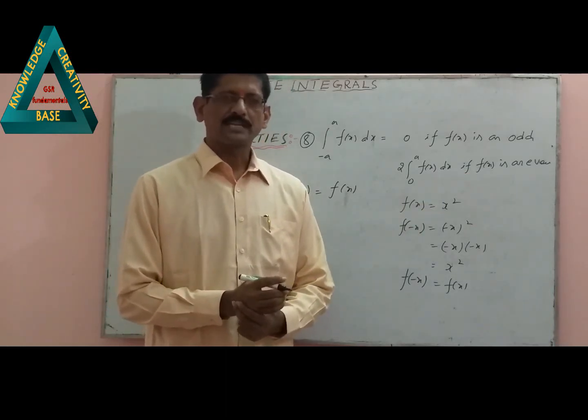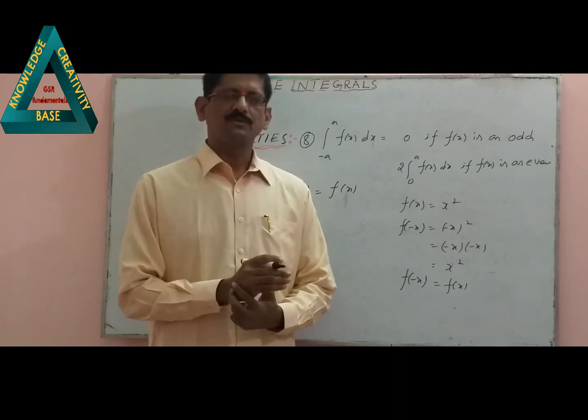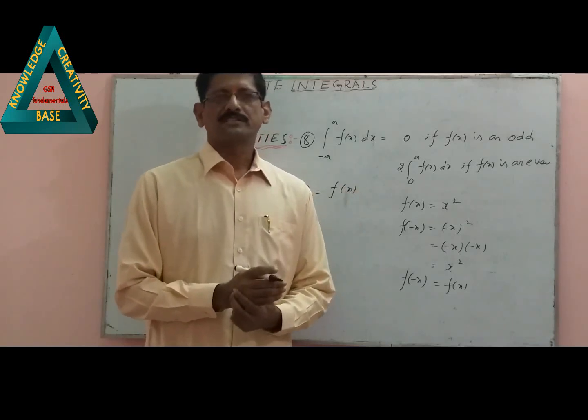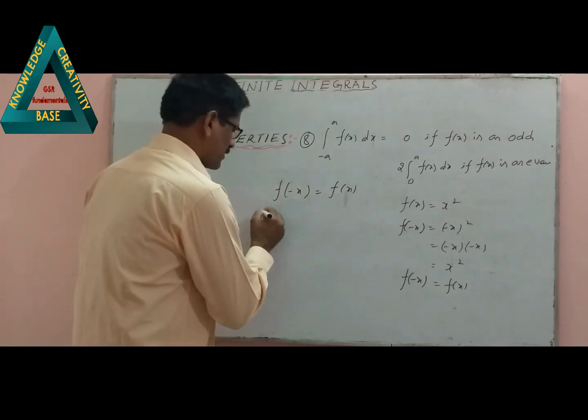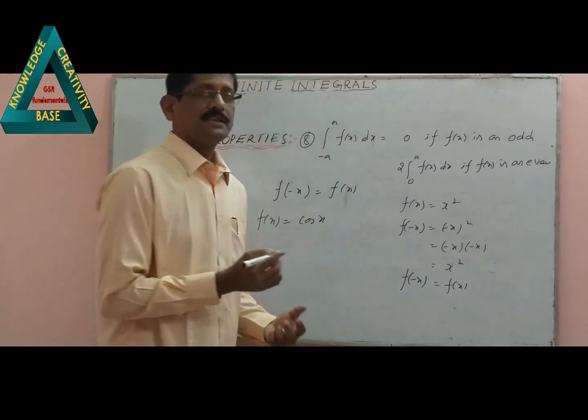x power 4, x power 6, x power 8, with even powers, those polynomial functions are even functions. For example, another example, f of x is equal to cos x is an even function.